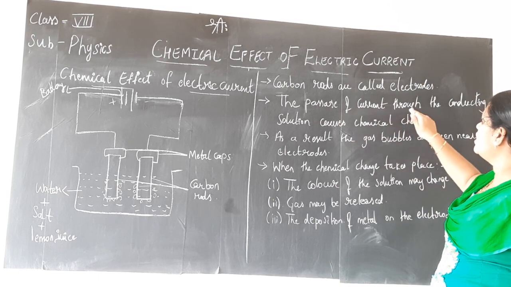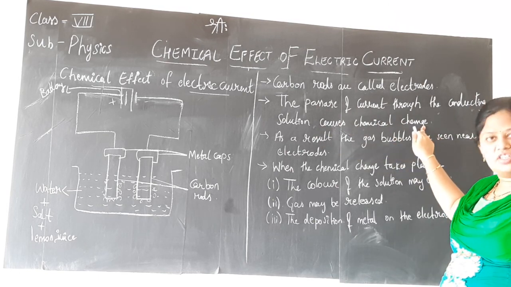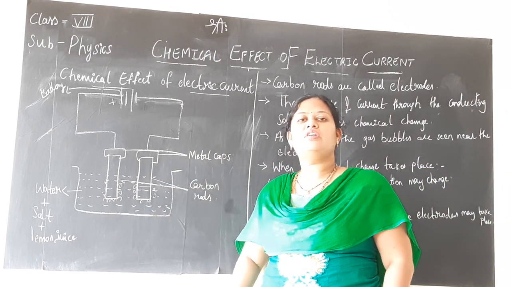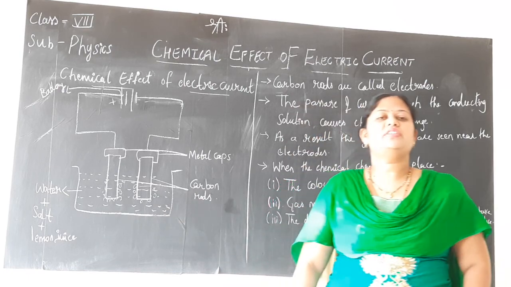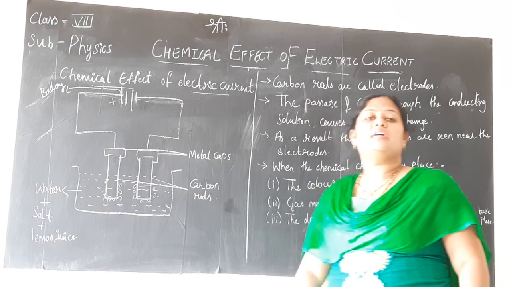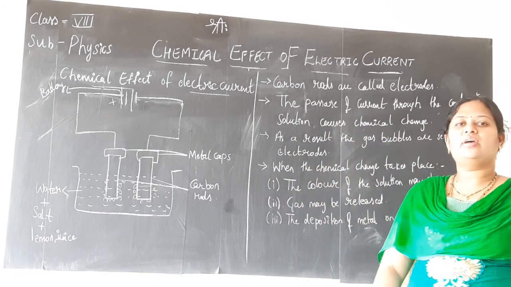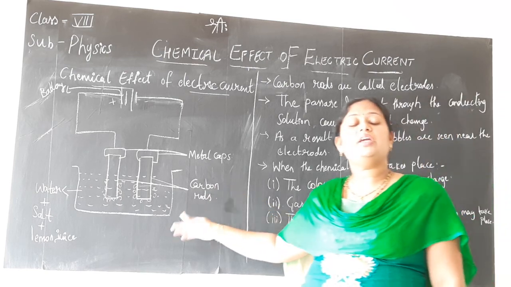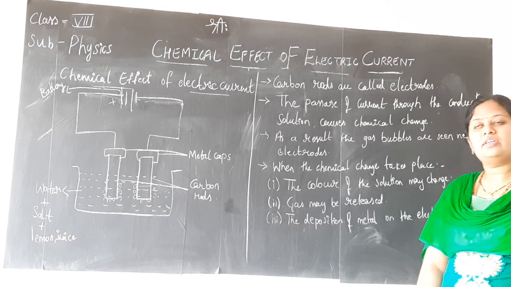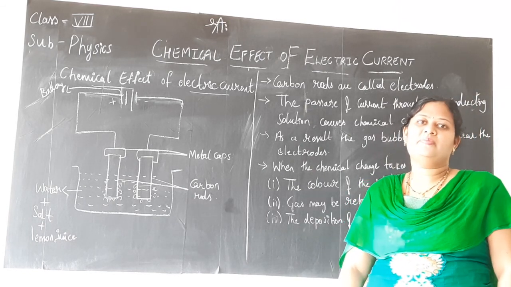The passage of current through the conducting solution causes a chemical change, isn't it? When you pass the current through this conducting solution in the beaker, the combination of these three, that solution is a good conductor of electricity, and you pass the current through them, the chemical change will take place. What will happen as a result of this chemical change? You have studied in class 7th about various chemical changes, children.